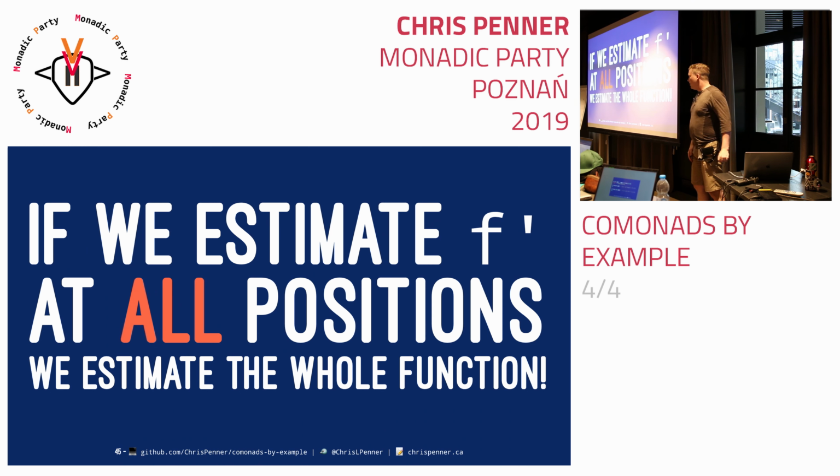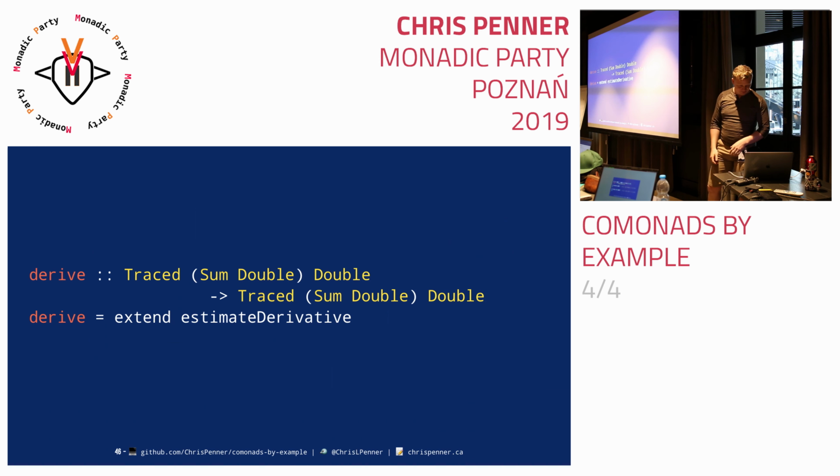So if we estimate the slope at every position, we estimate the whole derivative function, right? If we know the slope at any given position, we've computed the derivative of our original function. That's kind of the definition. So we can write derive just by estimating the slope at every single spot. And the way we do that is just extend it along this structure. So this is where it comes in really handy that this is just lazy and this is a function. It just creates a new function. It's a traced comonad, which is the derivative.